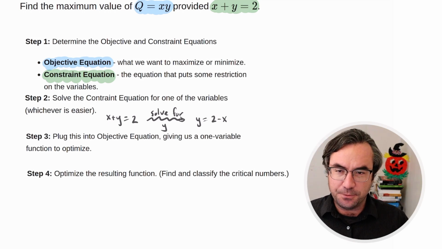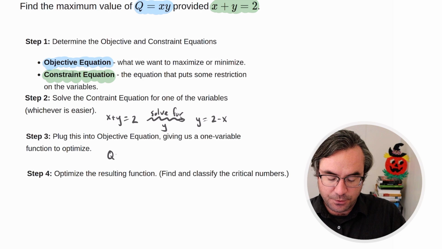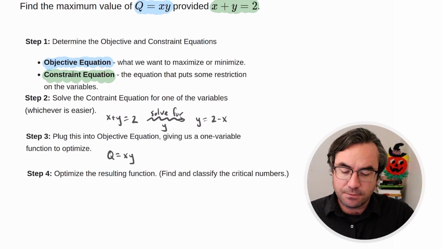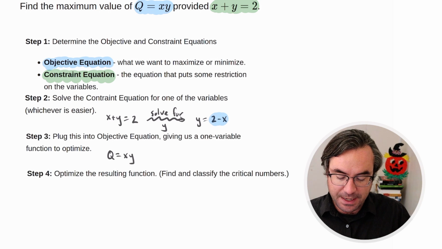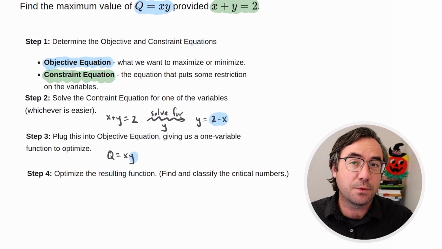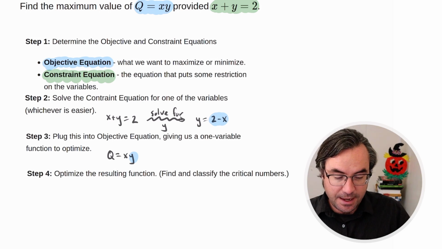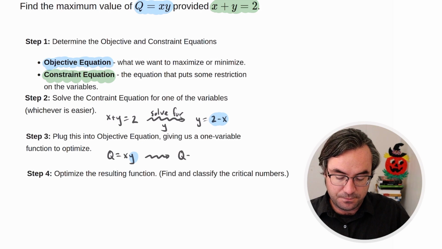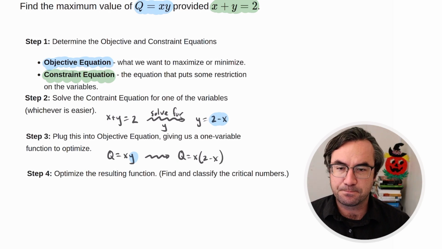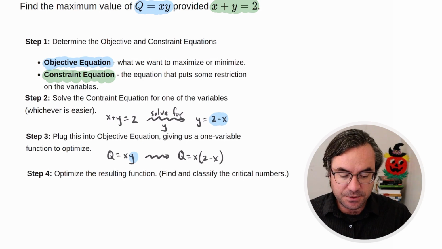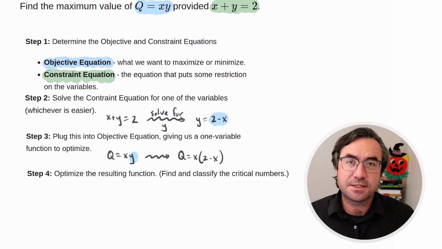All right, so what are we going to do? We're going to take our objective, which was q equal x times y, and we're going to plug in the result that we just found. So we know that y is equal to 2 minus x. We're going to replace that y there with 2 minus x. And that's just going to give us a one variable function.